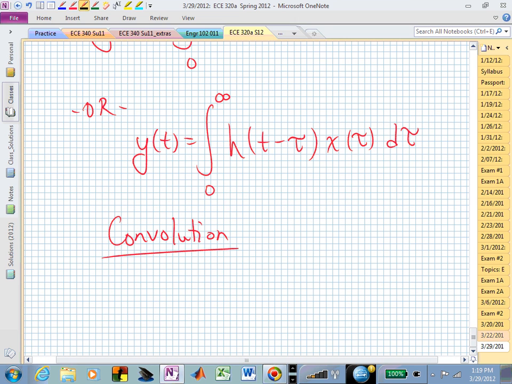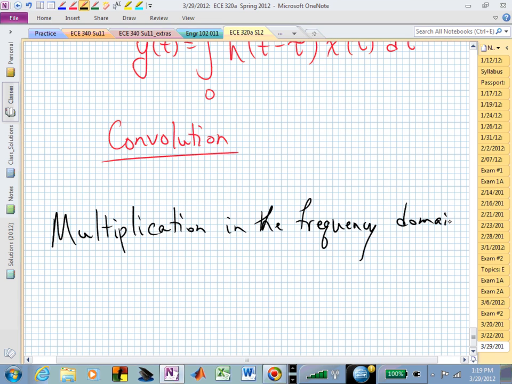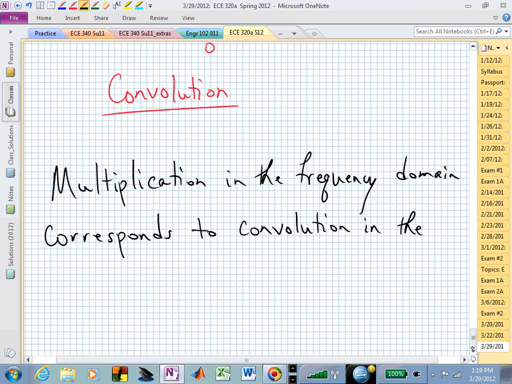And what the interviewer might be wanting you to say is multiplication in the frequency domain corresponds to convolution in the time domain.